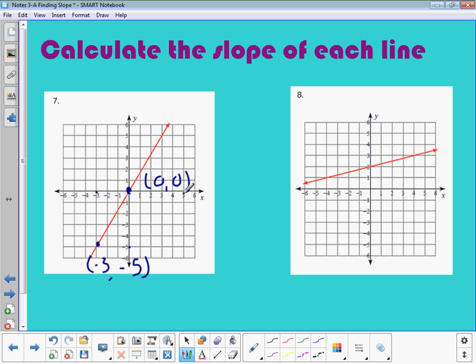If you're not comfortable with the way I'm going to show you with counting, you can always go back and use the formula once you've figured out these points. You do have that option as well. So let's go ahead and calculate this out.